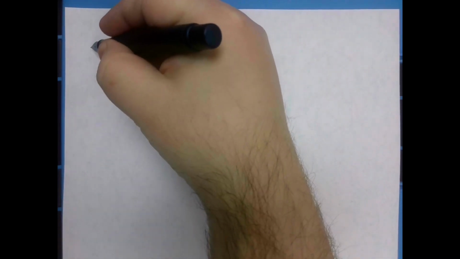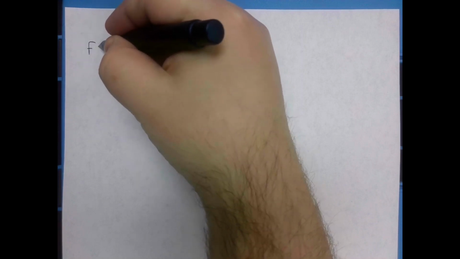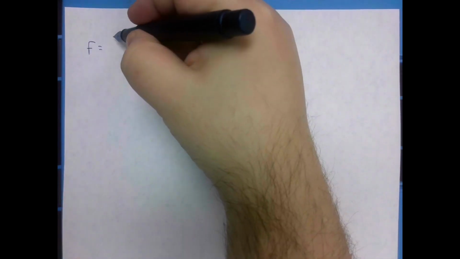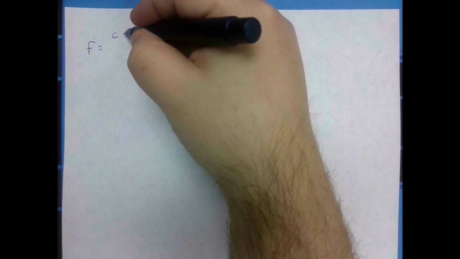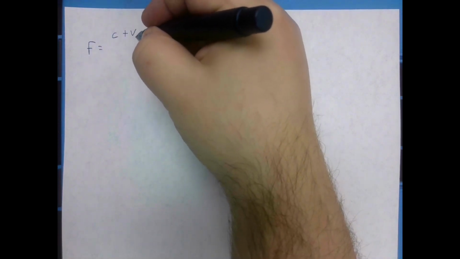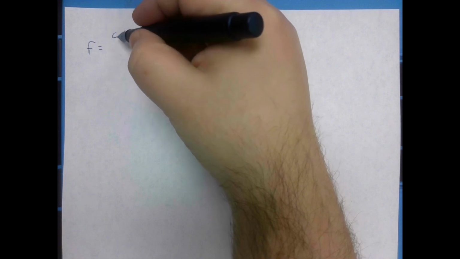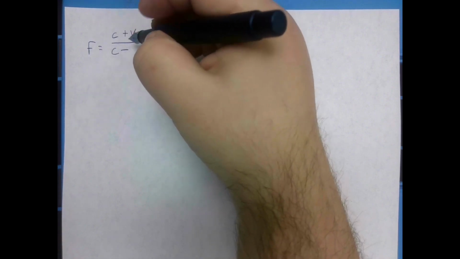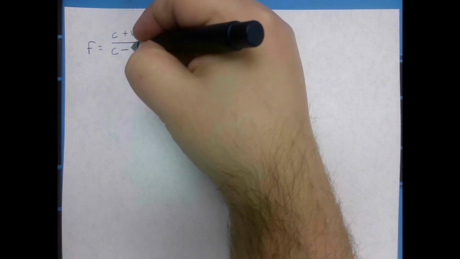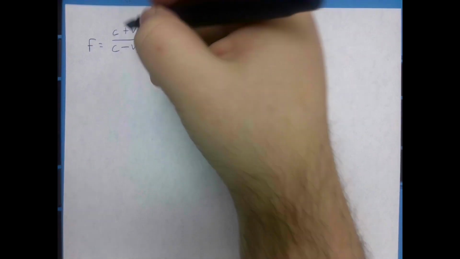So our equation was: the new frequency that we hear is equal to the speed of the wave plus your speed if you're moving toward it, divided by the speed of the wave minus the speed of the source, and these two numbers are positive if they're moving toward each other.